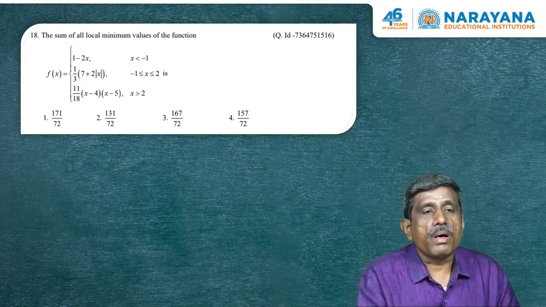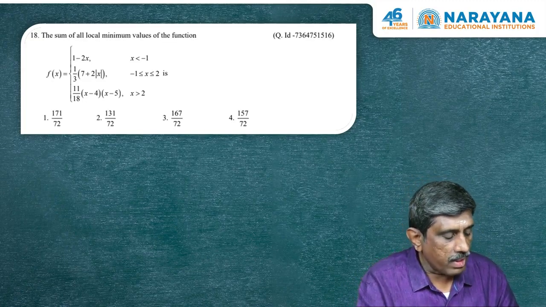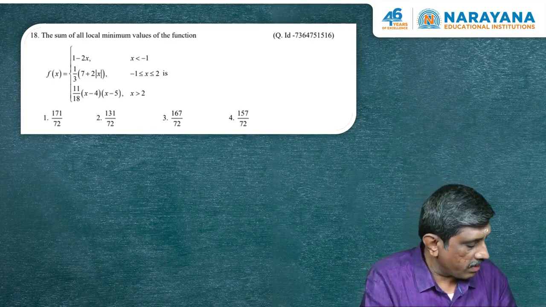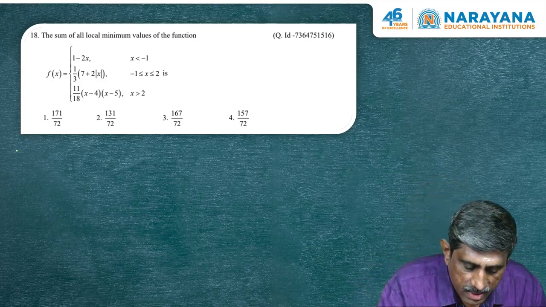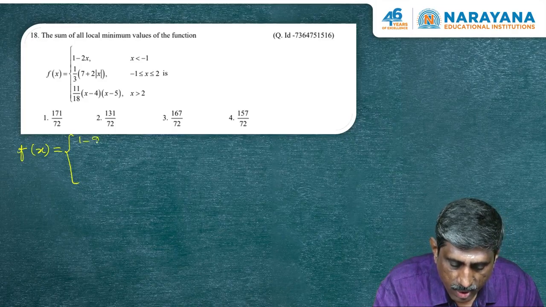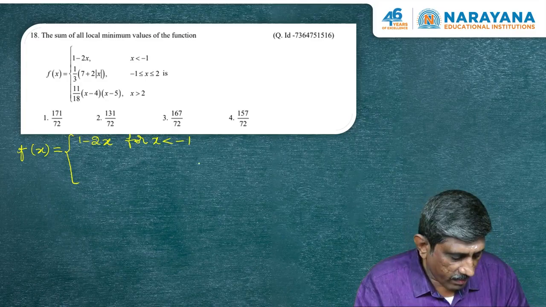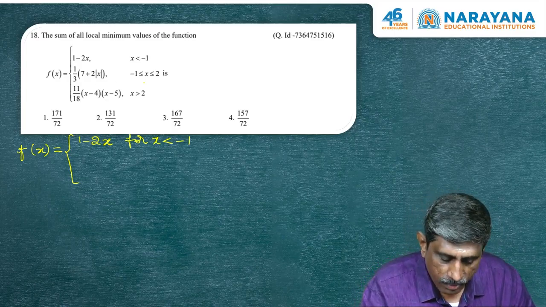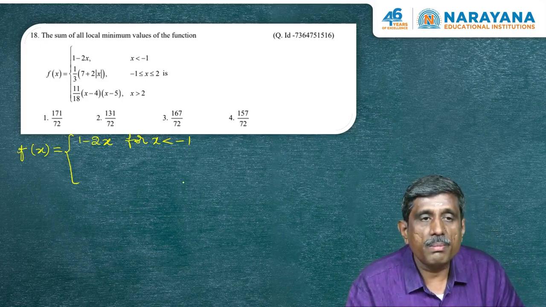The sum of all local minimum values of the given function. So, when we see the given function here, let us rewrite it. So, f of x is equal to, let us write like this, 1 minus 2x directly for x less than minus 1. In between minus 1 to 0, we will change the function here now.